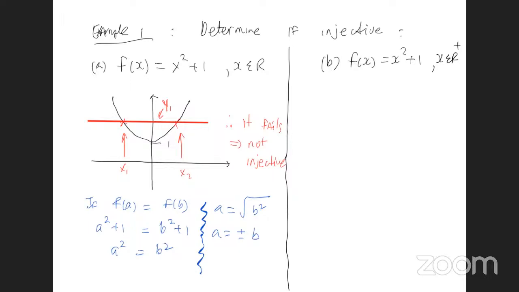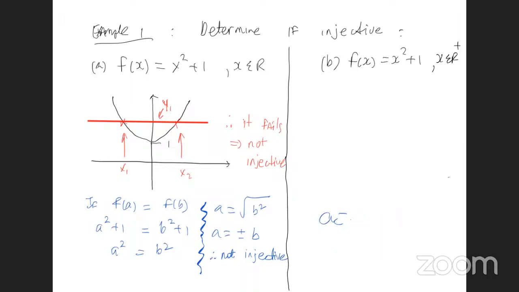Okay? So if you look there, because a is equal to plus b and a is equal to minus b, then the rule doesn't hold. Not injective. So it will be plus or minus. We carry across the root. So it's not injective. But if we got a equal to b, then it is injective, right?